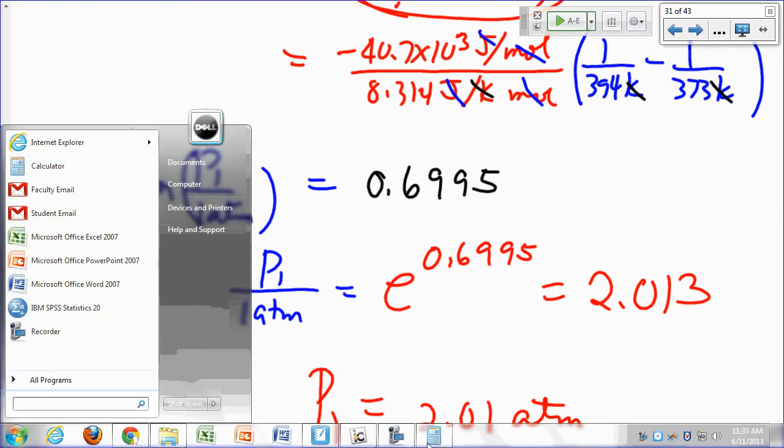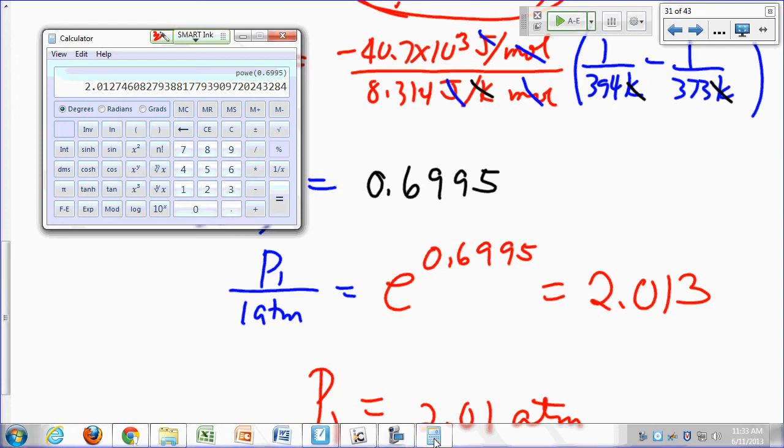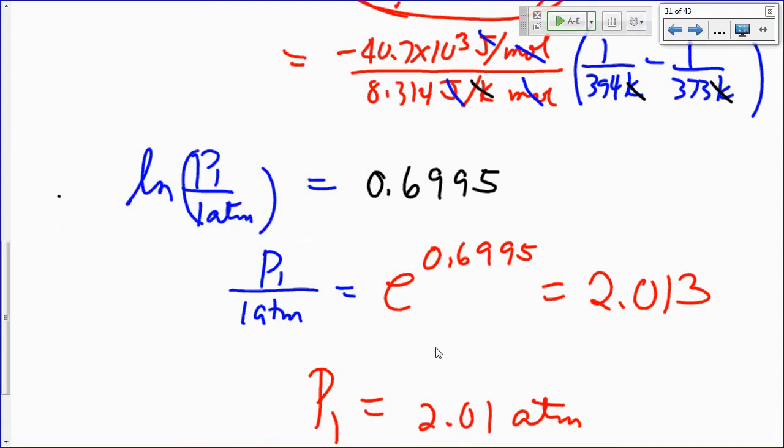Okay, let me just verify those numbers for you. 1 divided by 394 minus, open parenthesis, 1 divided by 373, close parenthesis, equals that, times 40,700 divided by 8.314. Yeah, negative times negative 1, and then inverse log.